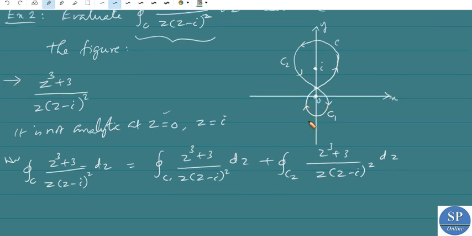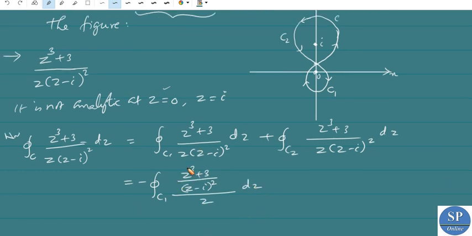So we can write this integral as negative integral over C1 of (z cube plus 3) divided by... here we know z equal to 0 lies inside C1 and i lies outside C1, right? So we can write this integrand as (z cube plus 3) divided by (z minus i) whole square, all divided by z, dz. Okay, this is f of z and this is z minus 0. So plus integral over C2.